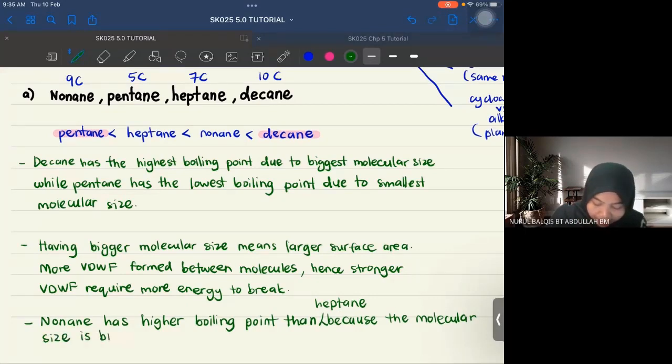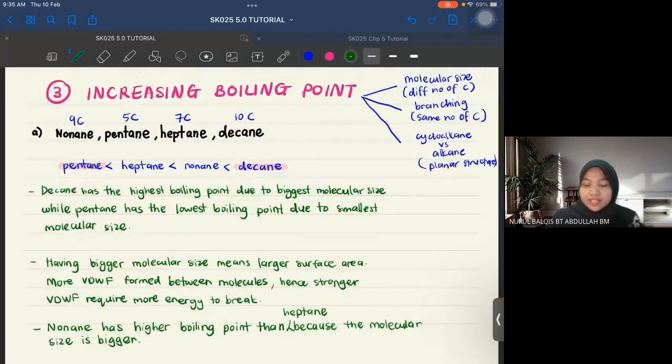Tapi sebab dia trend, kita kena cerita pasal semua juga somehow. Jaranglah dia nak bagi sama je spesies, selalunya dia akan campur. Okay, so that's how you explain about increasing boiling point in terms of molecular size only. Kena ada highest, lowest, at least nampak the trend. Lepas tu bagi tahu explanations regarding kenapa awak cakap dia macam tu. Okay, boleh?